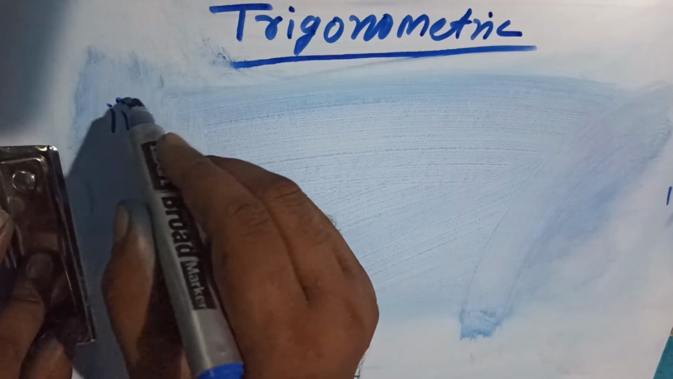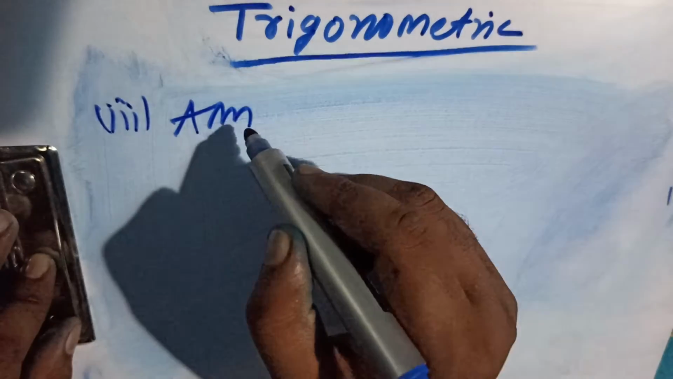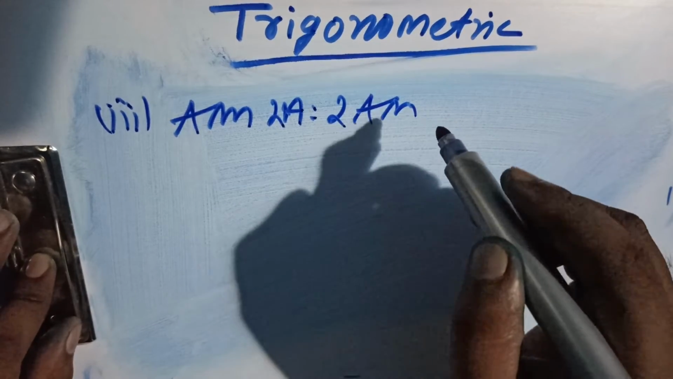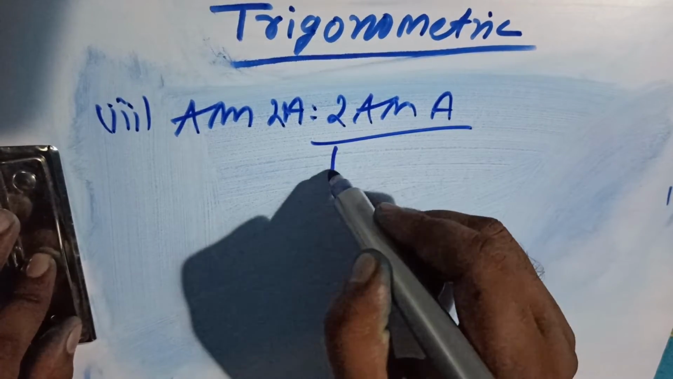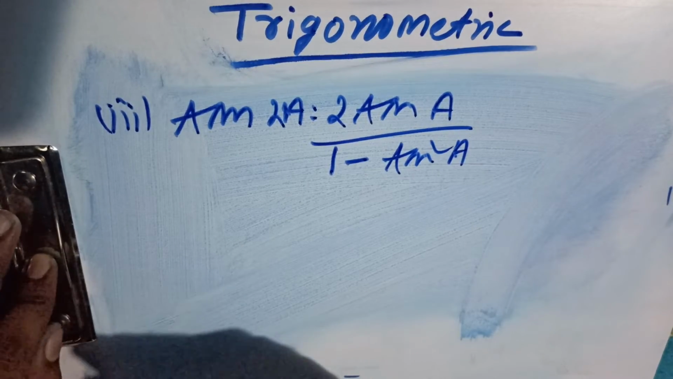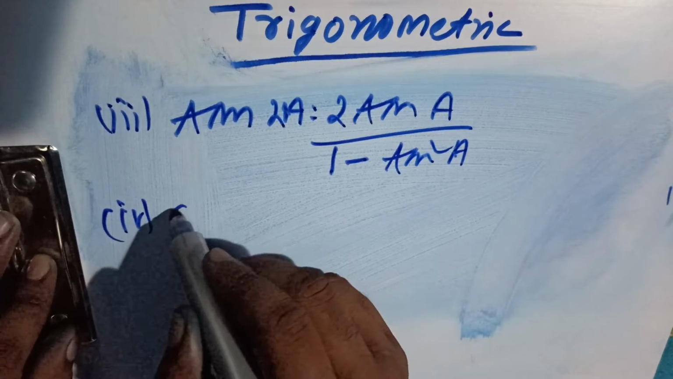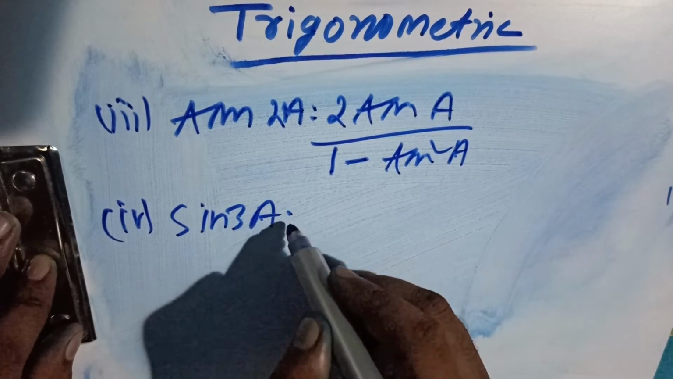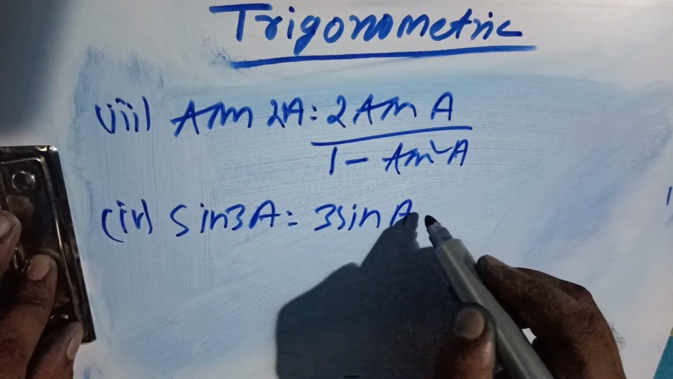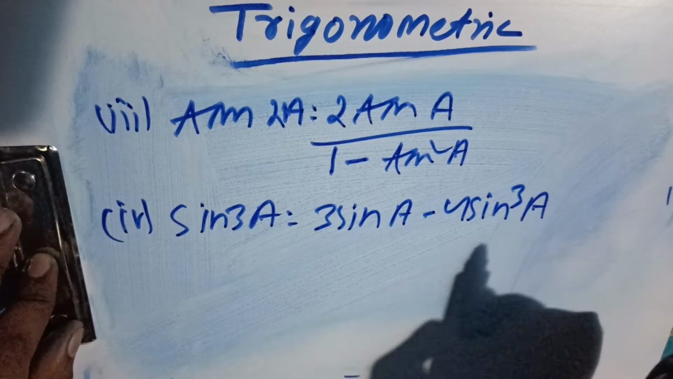Third one, tan 2a equal to 2 tan a by 1 minus tan square a. Fourth one, sin 3a equal to 3 sin a minus 4 sin cube a.